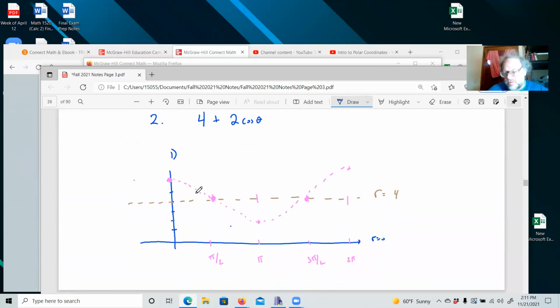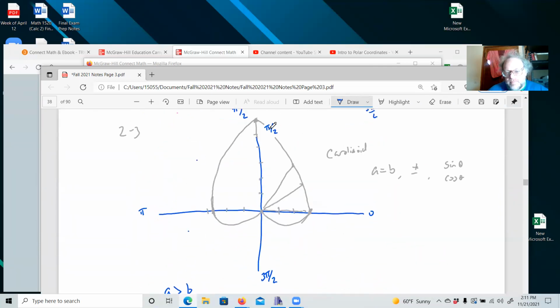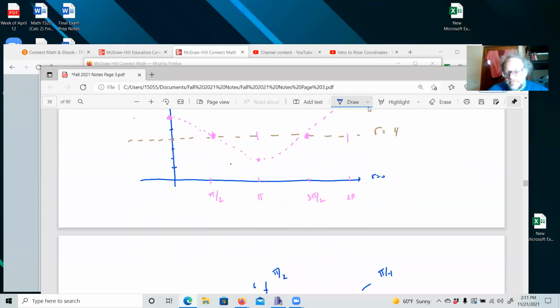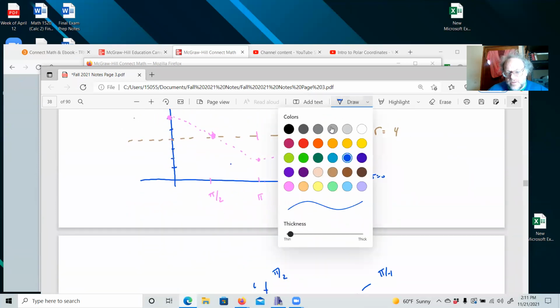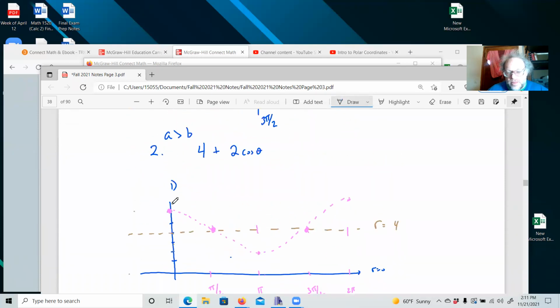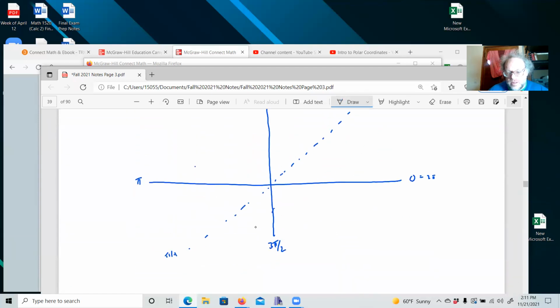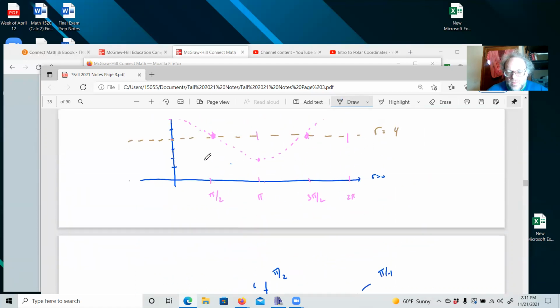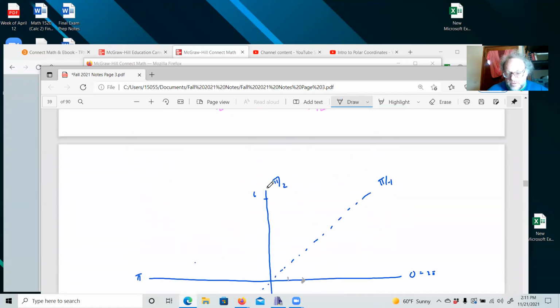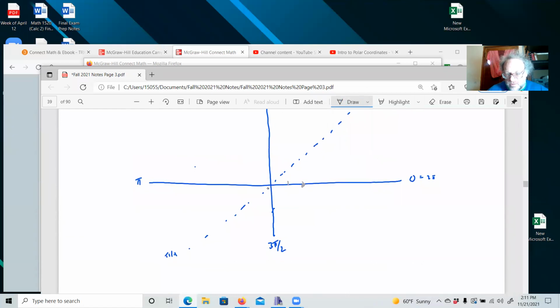So let's go ahead and graph this thing. When theta is equal to 0, r is equal to... oh no, it was equal to 6. So 1, 2, 3, 4, 5, 6.